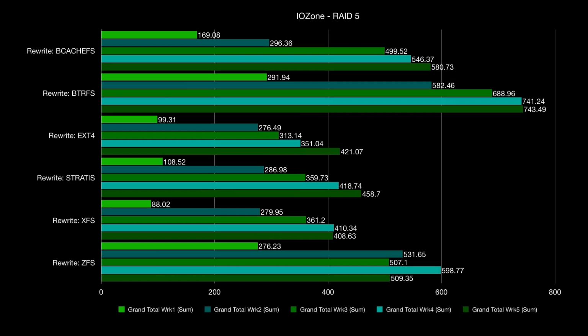So RAID 5, because I've seen better performance out of it with even rotational drives than this. So RAID 5, that's believable for Bcache-FS and ButterFS. The pace for ext4 and Stratus and XFS is almost half of what it should be, and ZFS gets up about 75%, so even it's still off the mark.